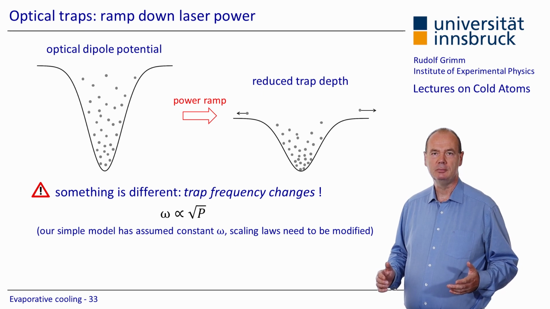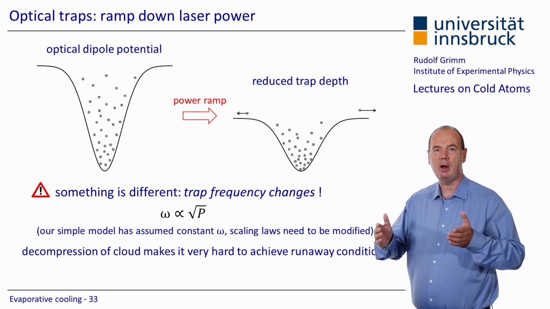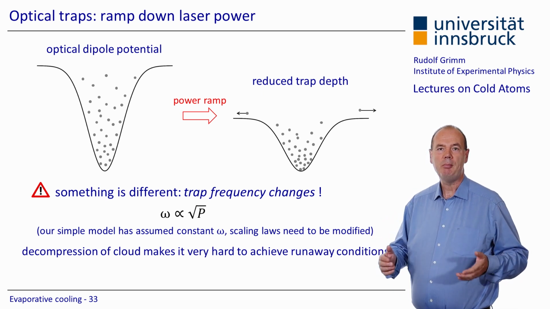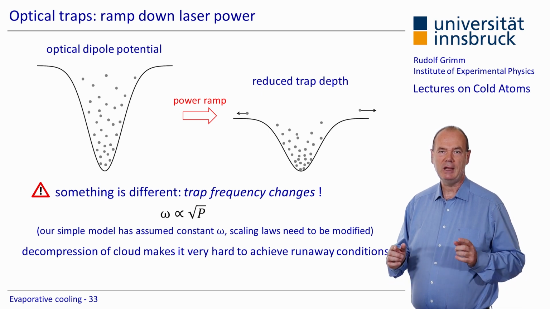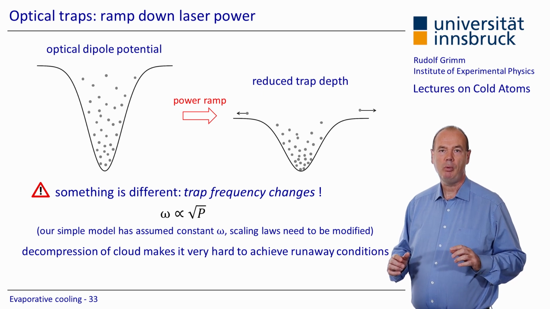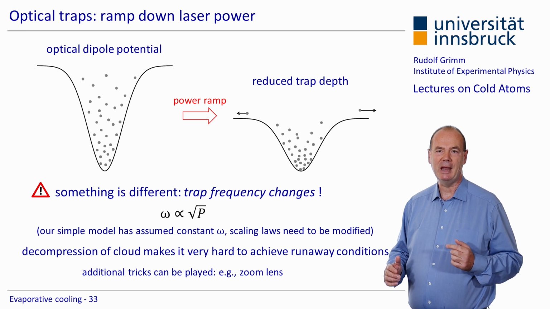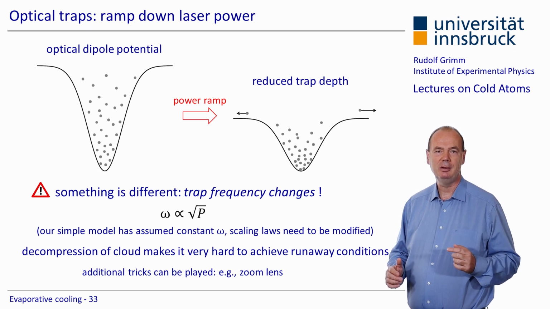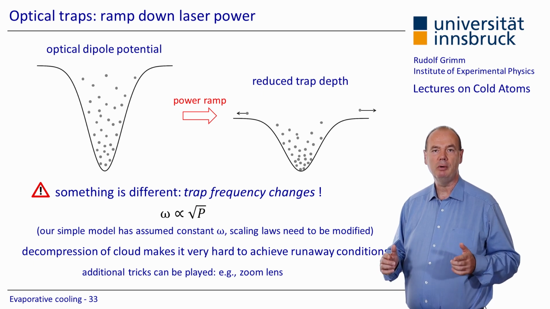As an important consequence, the decompression of the cloud with decreasing omega makes it very hard to achieve runaway conditions. For gaining several orders of magnitude in the evaporation process, one has to play additional tricks, like dynamically reducing the laser beam diameter by a zoom lens. I will present another powerful trick in a minute, but let's first discuss another important effect, the role of gravity.